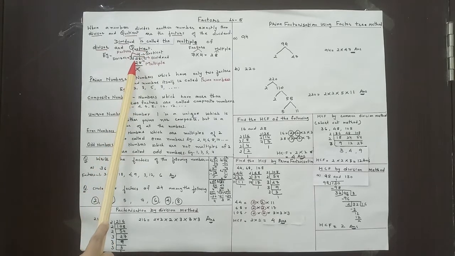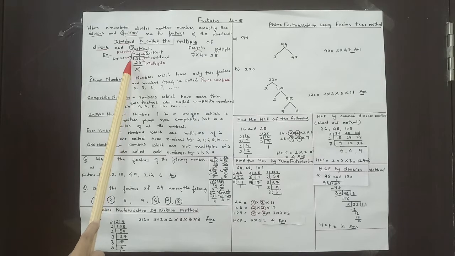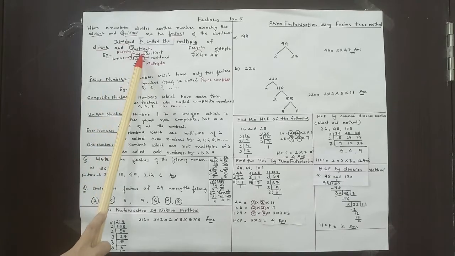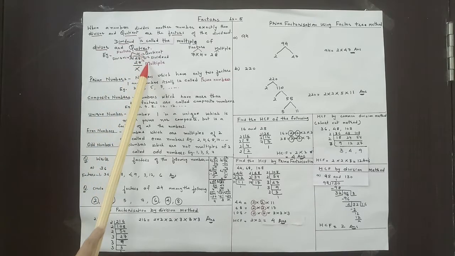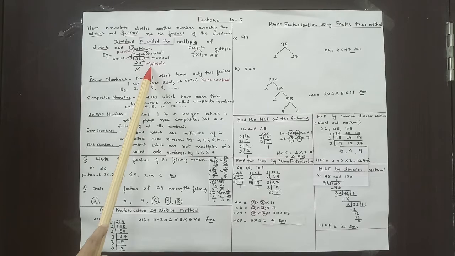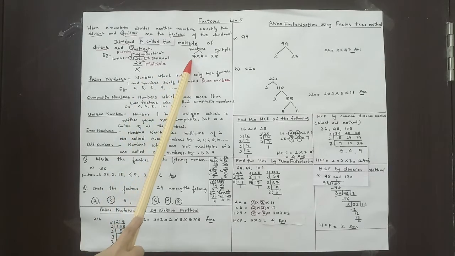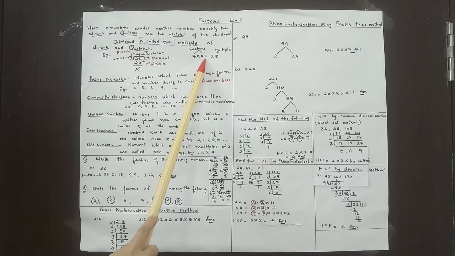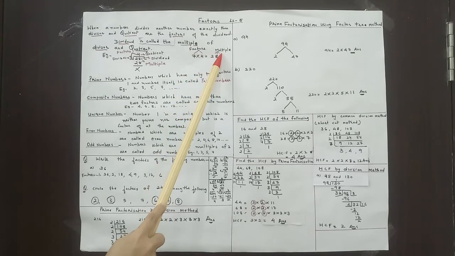When 28 is divided by 7, we get 4 as a quotient and it is exactly divisible. And 7 and 4 are the factors and 28 is the multiple. Here 7 times 4 is equal to 28. Here 7 and 4 are the factors and 28 is the multiple.